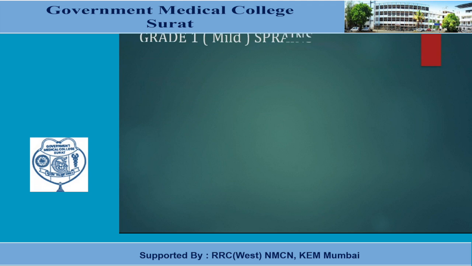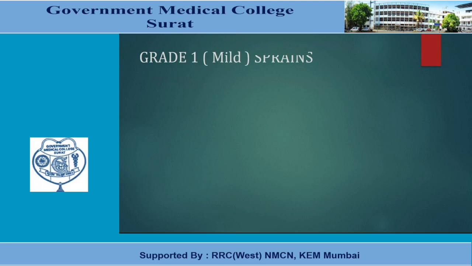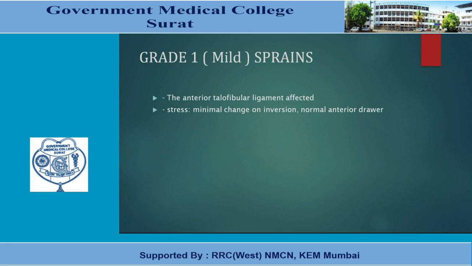The ankle sprain has types: grade 1, grade 2 and grade 3. So grade 1 is a mild sprain. You can't find a fracture. The injury is to a ligament. The anterior talofibular ligament is affected. Now, on stress, there is minimal change on inversion and a normal anterior drawer test.